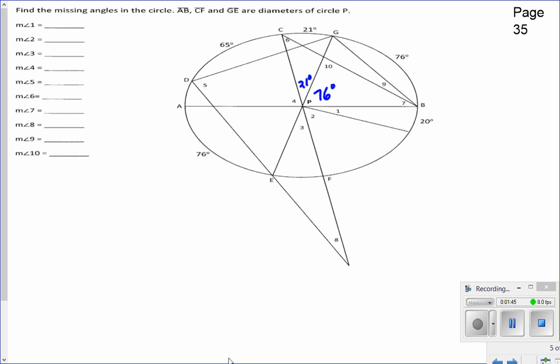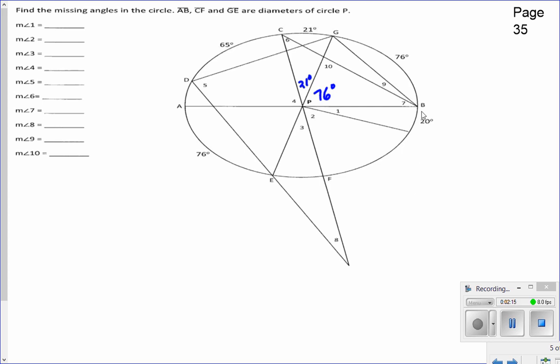I also see arc CD has, wait a second. CD doesn't have a central angle, it doesn't look like. AC has that central angle there. So once we figure out what measure arc DA has, then we'll be able to fill that in. So let's see if we have any other central angles.